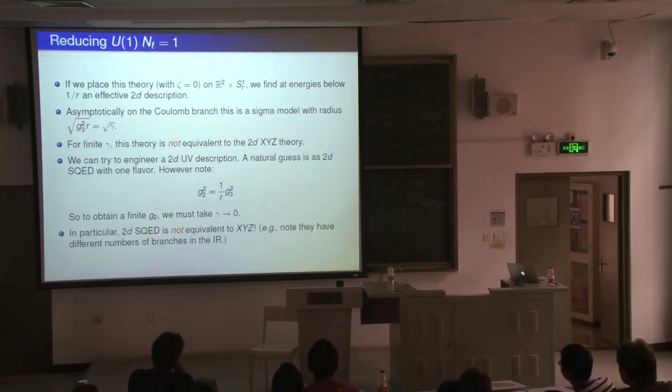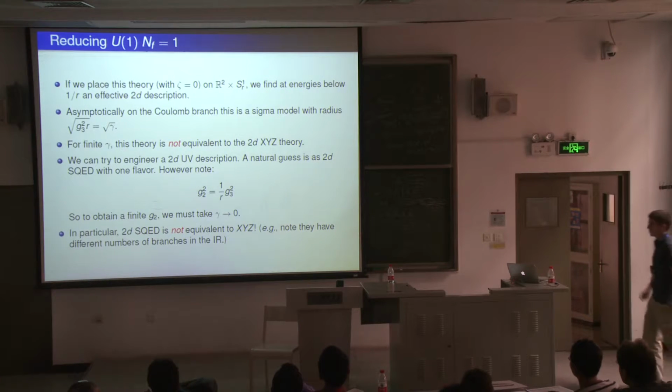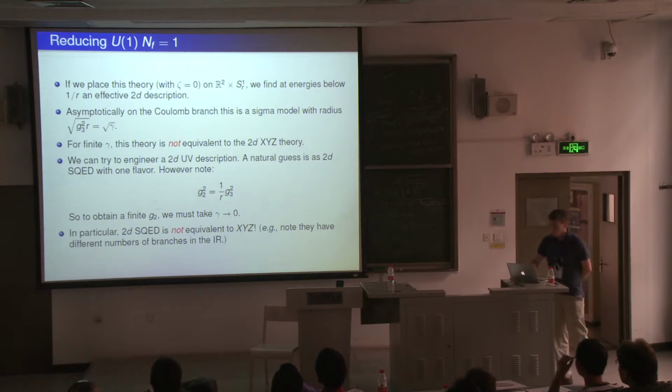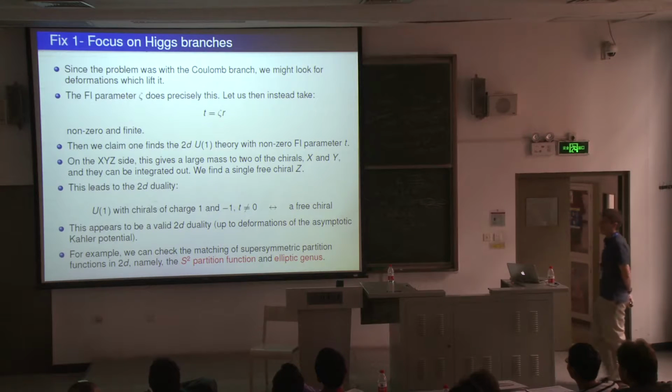And 2D SQED is indeed not equivalent to XYZ. You can do other checks of this, and this duality just doesn't work. So something went wrong. In particular, they don't even have the same number of branches. XYZ has 3 branches, whereas this has a Higgs and a Coulomb branch. So these are just not equivalent. So we have to be a little bit more careful.